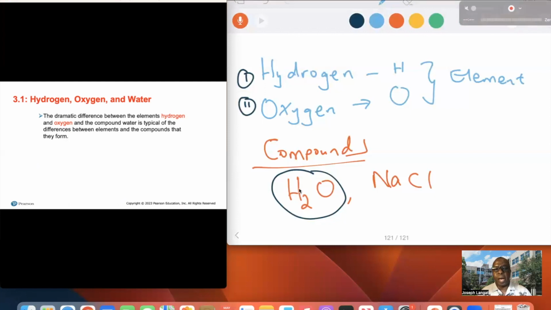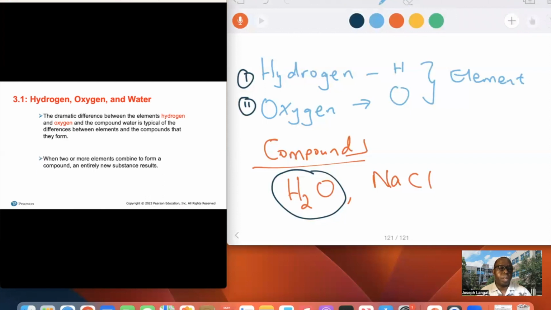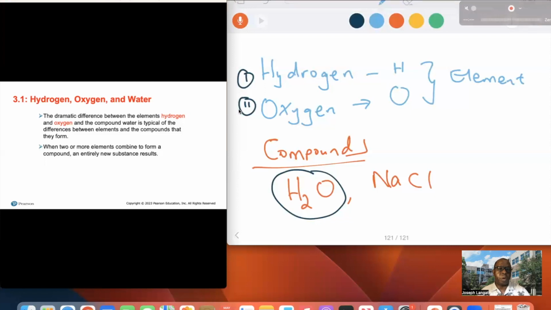But when they combine, they form a compound with different chemical properties as well as physical properties. For example, hydrogen is gas in nature. Likewise, oxygen is gas, but we know water molecule is liquid at room temperature. So when two or more elements on the periodic table combine, they form compounds. Underline the word compound here, how we end up with that.